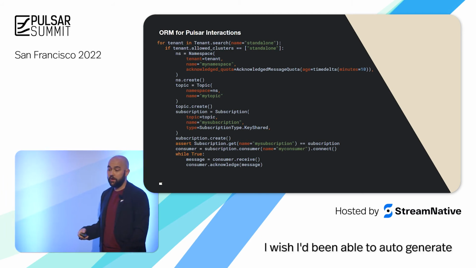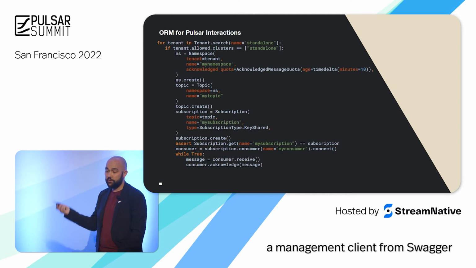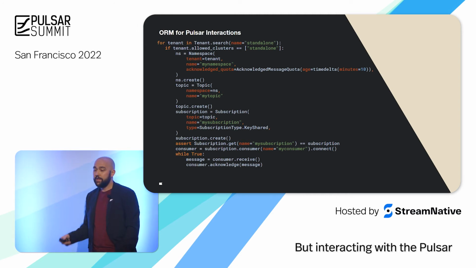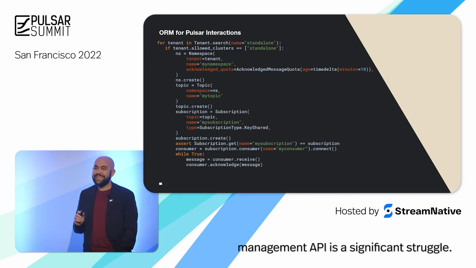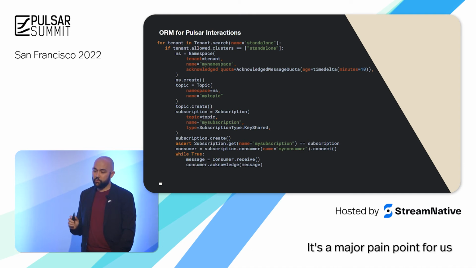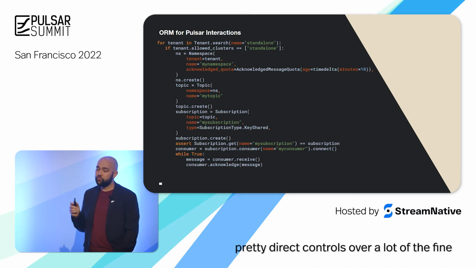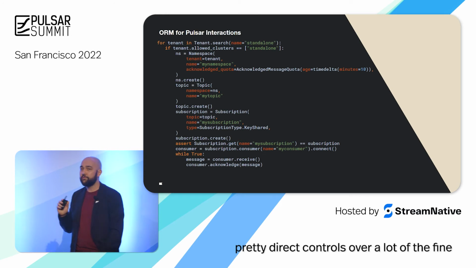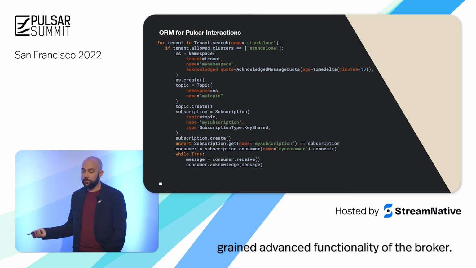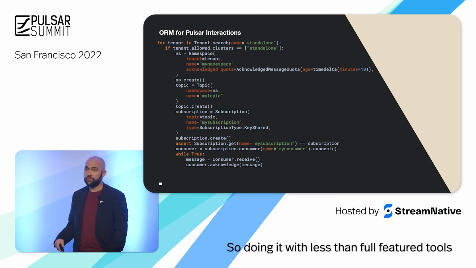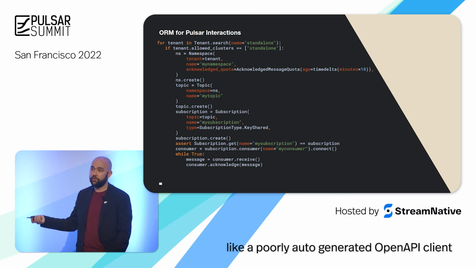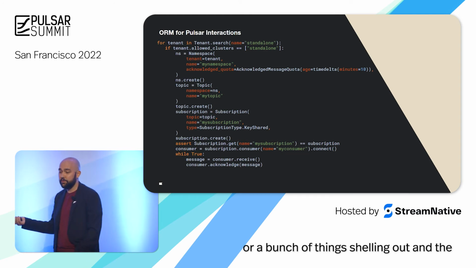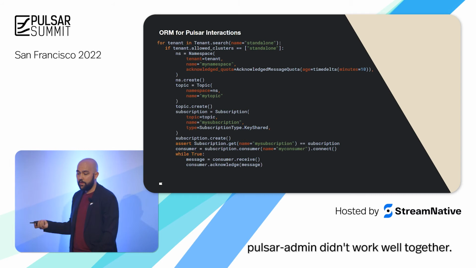I wish I'd been able to auto-generate a management client from Swagger and OpenAPI and go from there, but interacting with the Pulsar Management API is a significant struggle. It's a major pain point for us. And we wanted to give our users pretty direct controls over a lot of the fine-grained advanced functionality of the broker. So doing it with less than full-featured tools, like a poorly auto-generated OpenAPI client or a bunch of things shelling out to Pulsar admin, didn't work well together.